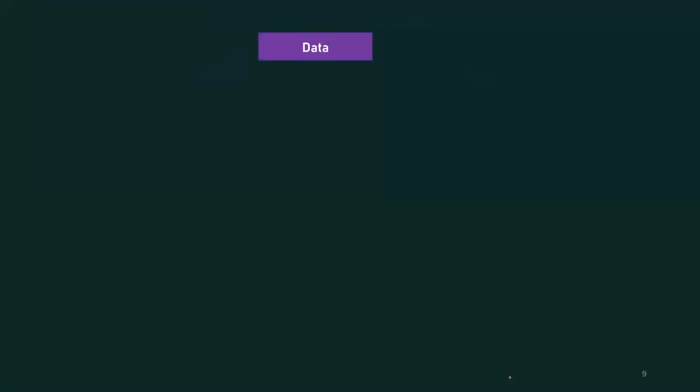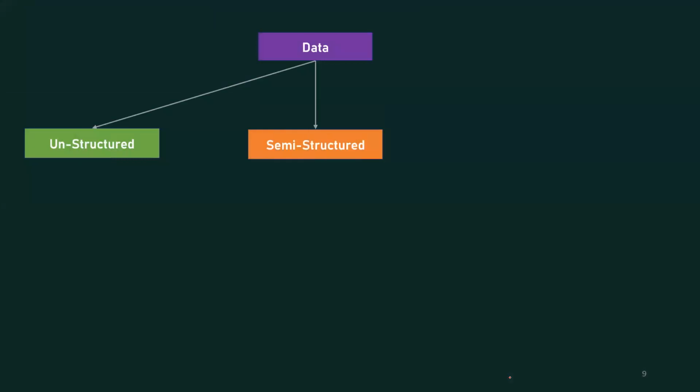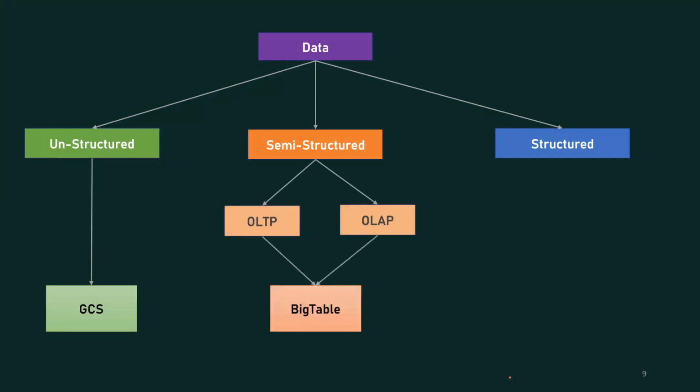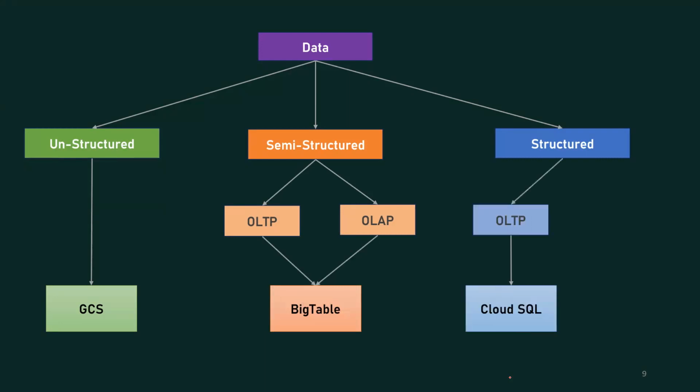And then we are going to enter into the data engineering services. In data engineering, you will have the data first. The data is categorized as unstructured data, semi-structured data, and structured data. For unstructured data, you have GCS, Google Cloud Storage. In the Google Cloud Platform, for storing unstructured data, we can use Google Cloud Storage. For semi-structured data, for OLTP and OLAP purposes, we are going to use Bigtable. For structured data, for OLTP, you can use Cloud SQL. For structured data, for OLAP, you can use BigQuery.